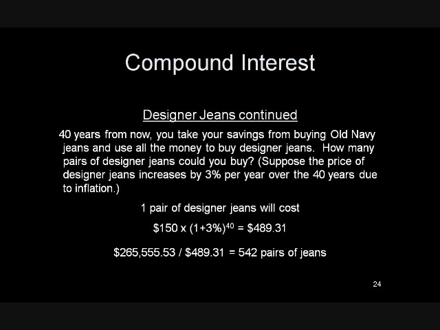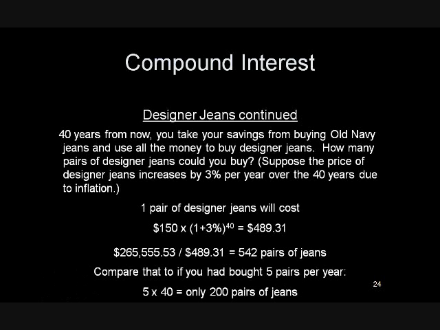However, you've saved a lot of money, over $265,000. You divide the amount of savings that you have by the price of each pair of jeans, and we see that you could buy 542 pairs of jeans with that money. And by the way, if you had bought 5 pairs of designer jeans from the start, you would only have 200 pairs of jeans. You would have only bought 200 pairs of jeans. So, and you would have no savings built up at the end.